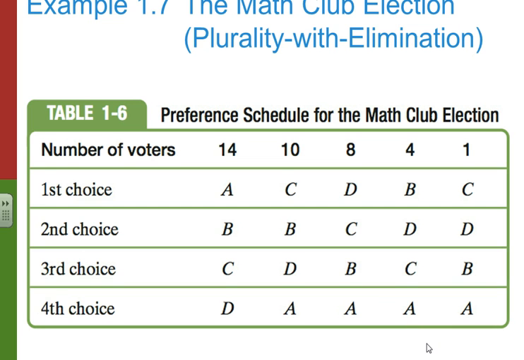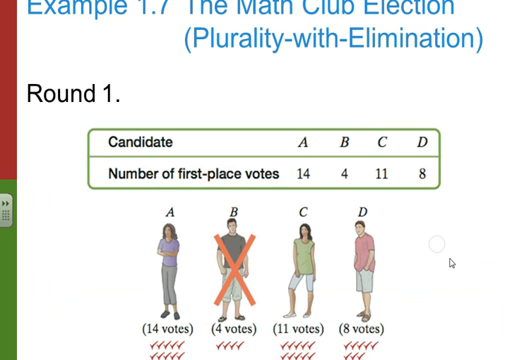And so here are our people: A has 14 votes, C has 11, D has 8, B has 4, but none of them have a majority. So we're going to eliminate the person with the fewest first place votes, which would be B. Okay, so we get rid of B.